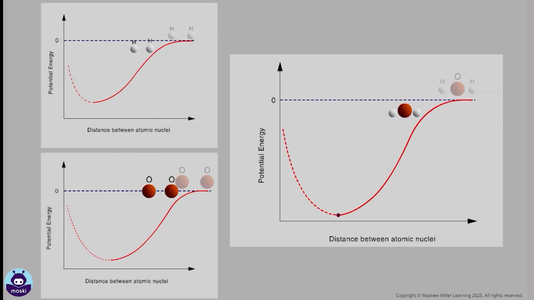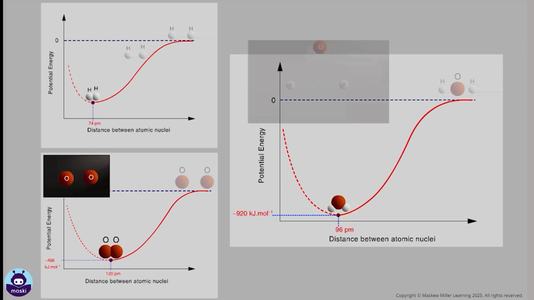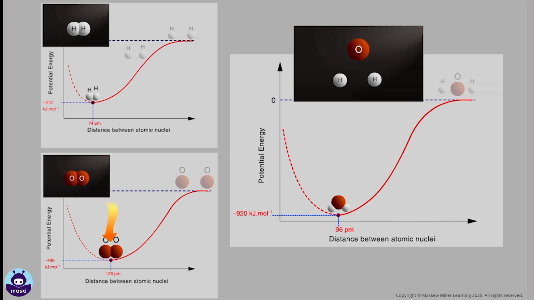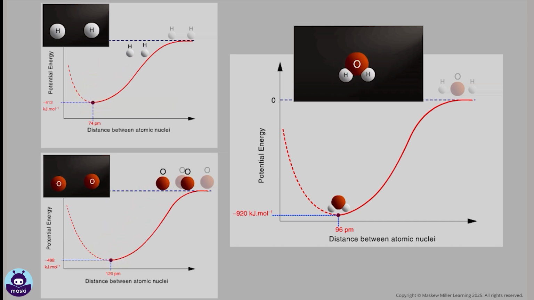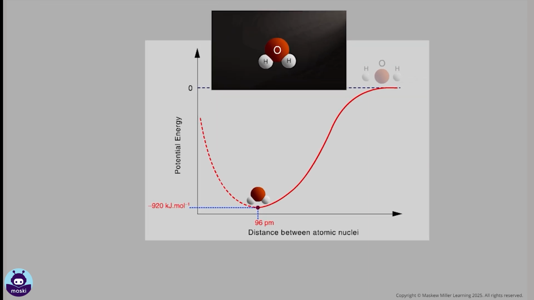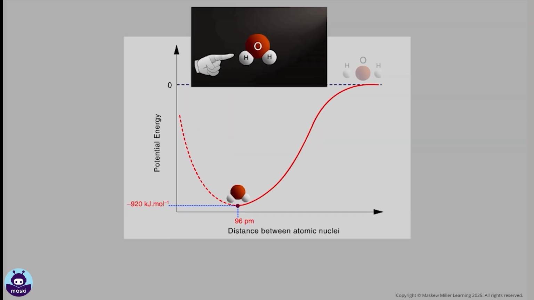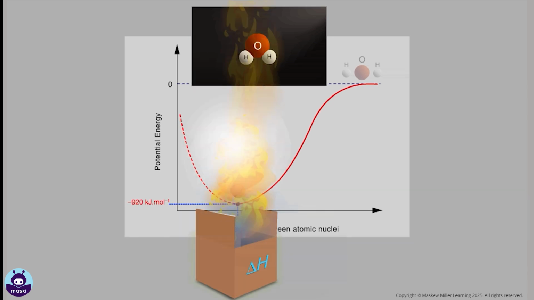All energy changes that occur in chemical reactions are based on bond formation and bond breaking. In this particular reaction, the total energy released from bond formation is greater than the total energy required to break bonds. Therefore, the reaction is exothermic.